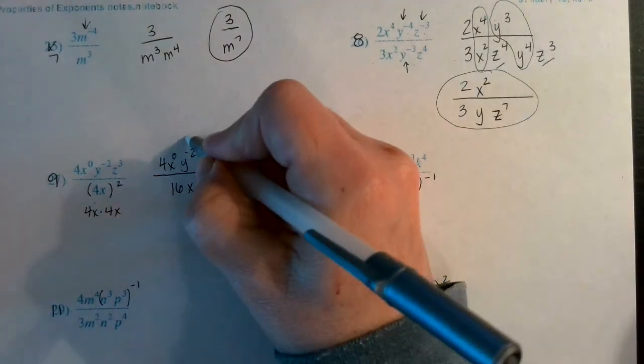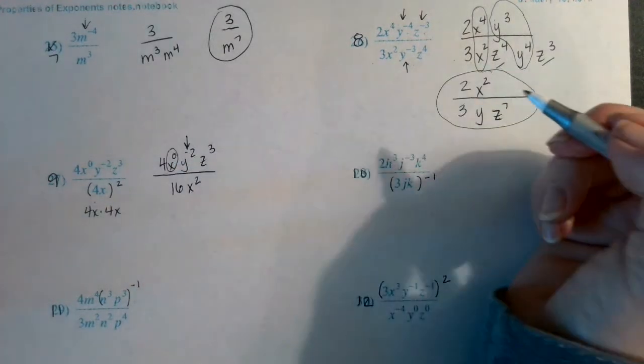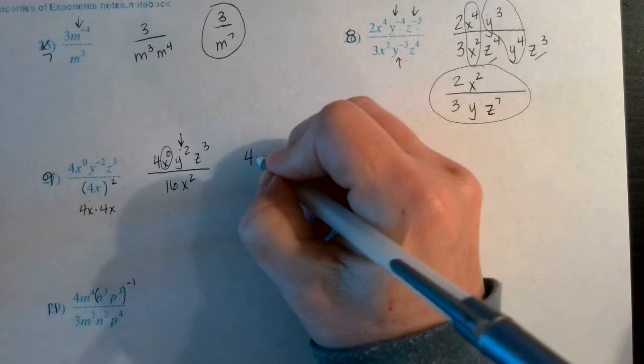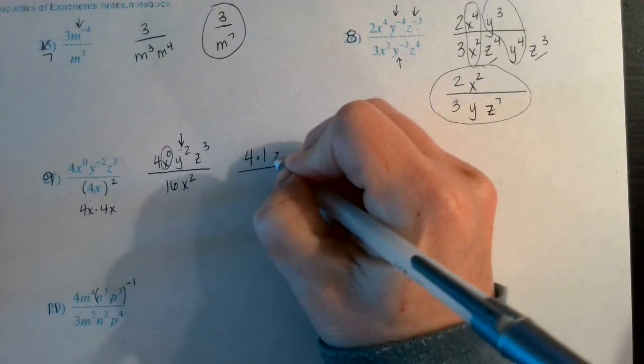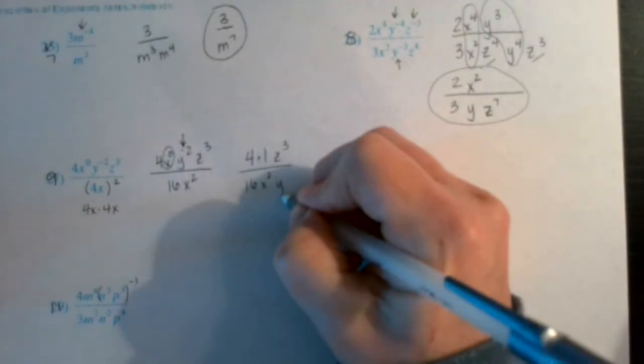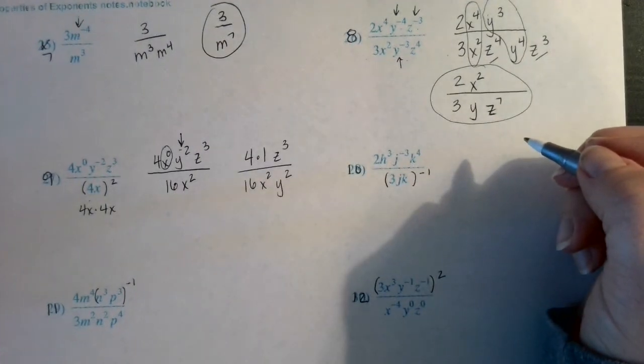So then I'm going to move my negative exponents, which is for the y. I'm going to go ahead and deal with this x to the 0 power. Anything to the 0 power is 1. So in my numerator, I have 4 times 1. Then I have that z to the third. In the denominator, I have 16x squared. And then that y is now to the positive second when I move it to the denominator.